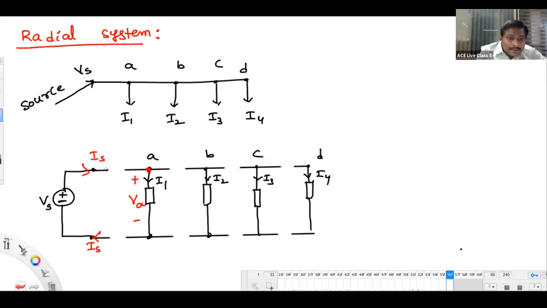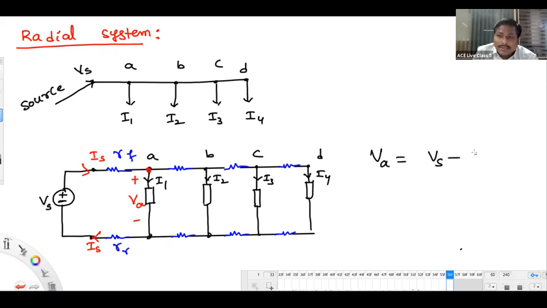Let me show those resistances here. Like that, we have some resistance for each and every wire, forward and return. And if we apply KVL for this loop, the source voltage VS minus drop in the forward conductor minus drop in the return conductor will give the voltage VA. I'll write it. Voltage VA equals source voltage minus IS into (RF plus RR). I can write directly.